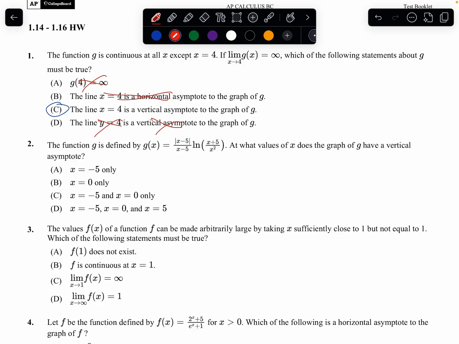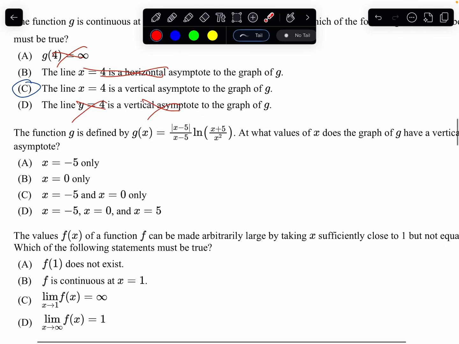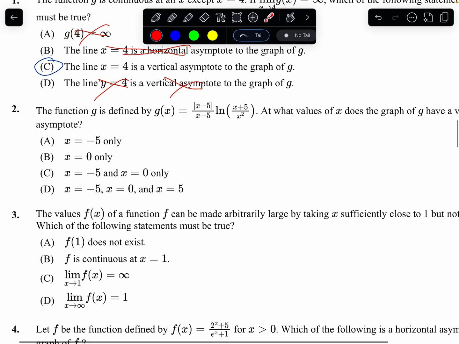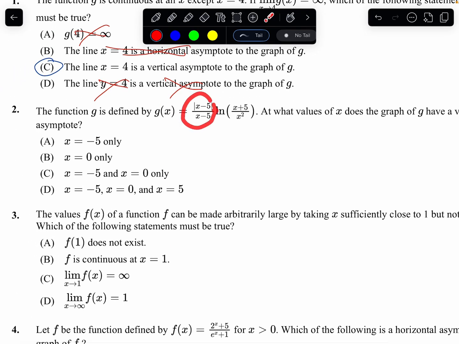For 2, the function g is defined given here. Oh, great. Got some absolute value stuff happening here. At what values of x does the graph of g have a vertical asymptote? So we would have to check here. So this shouldn't be any vertical asymptotes right here.